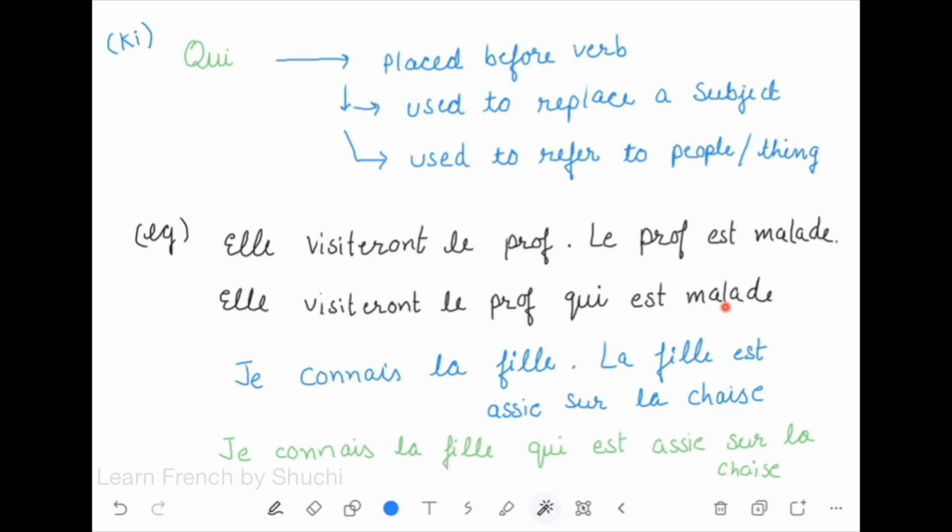Now the second one: I know the girl. The girl is sitting on the chair. I know the girl who is sitting on the chair, right? And here also we are replacing the subject. The subject and also the verb is here. So these two conditions are here, and we also refer to the people and the thing. So here the girl is the people. So all these 3 conditions are satisfied in this sentence. So here we will be using qui. I know the girl who is sitting on the chair. So this is the key, the use of qui.